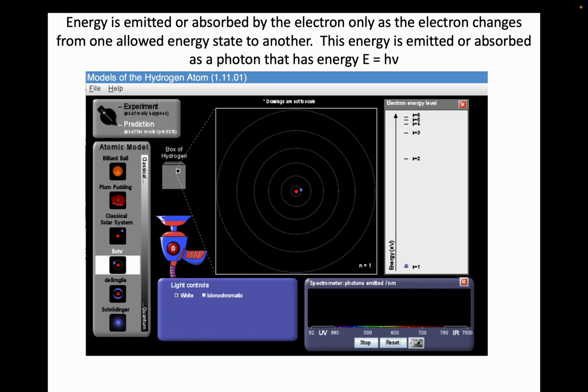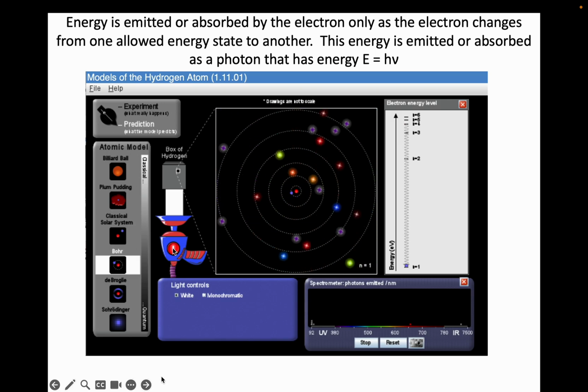Third postulate: energy is emitted or absorbed as the electron changes from one energy state to another. This energy is emitted or absorbed as a photon with energy E equals h nu. This is going to be a really important idea for us. Let's watch the simulation to see what goes on here. We have the electron moving around in its orbit. We send light through. Notice how the energy level for the electron changes. It interacts with a particular photon, and that photon moves it from a lower to a higher energy state.